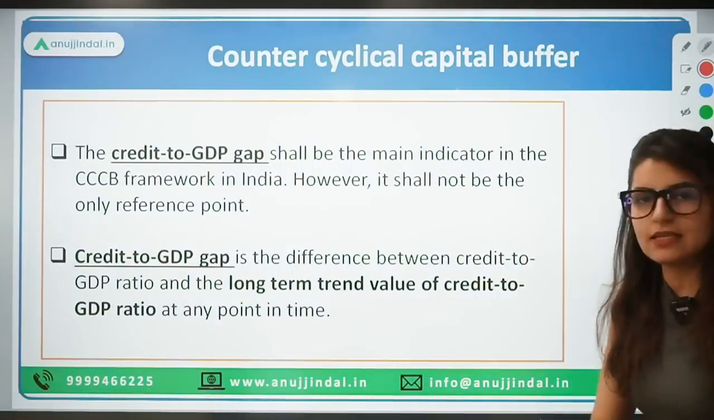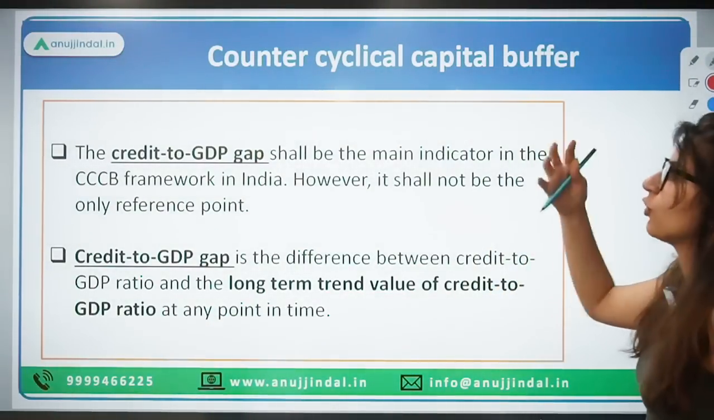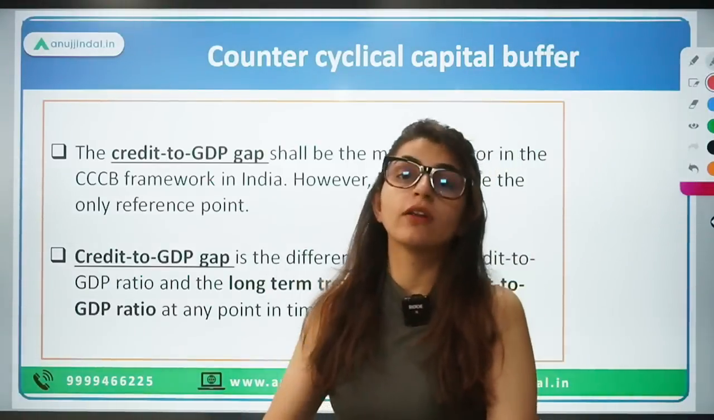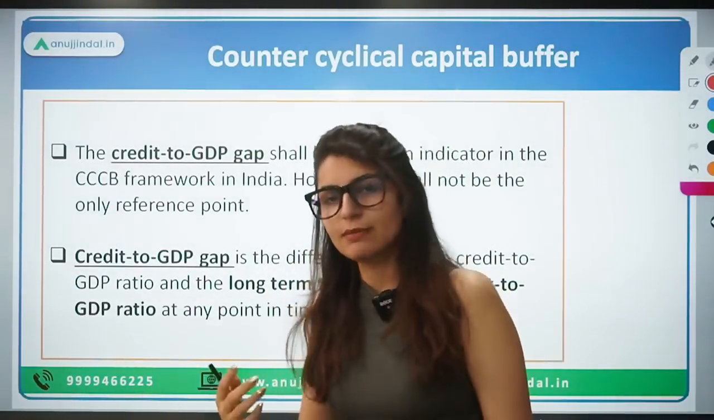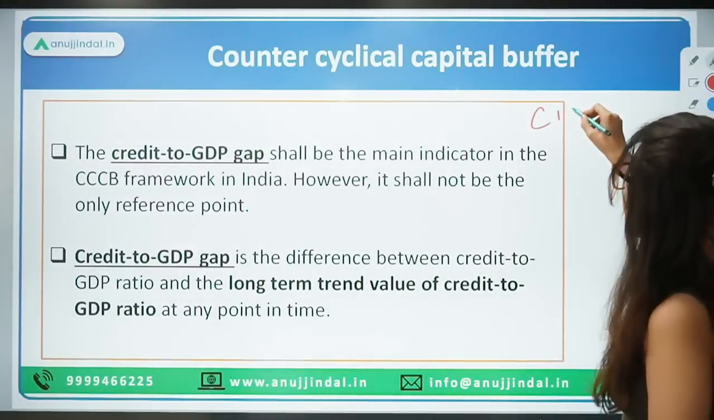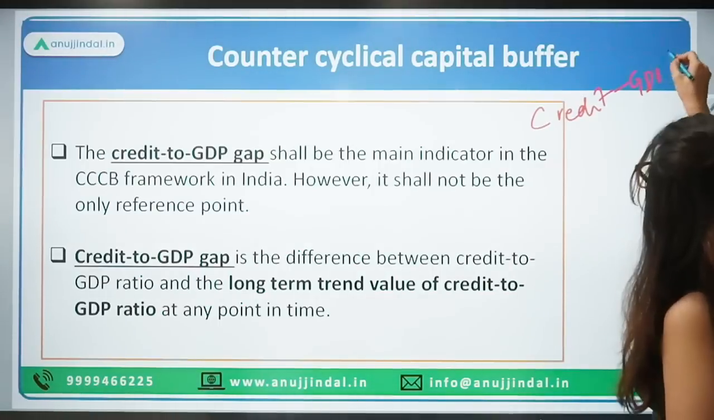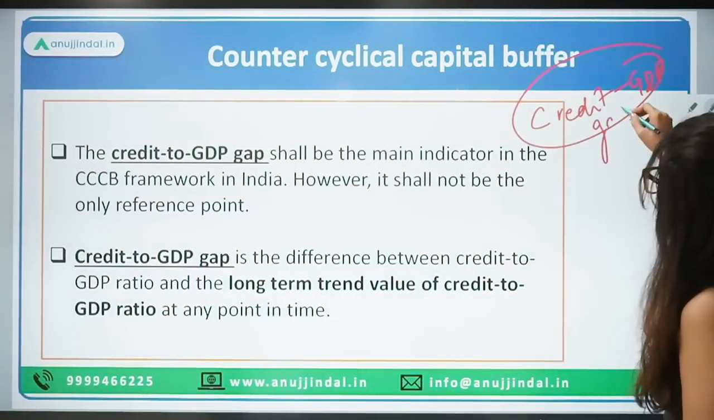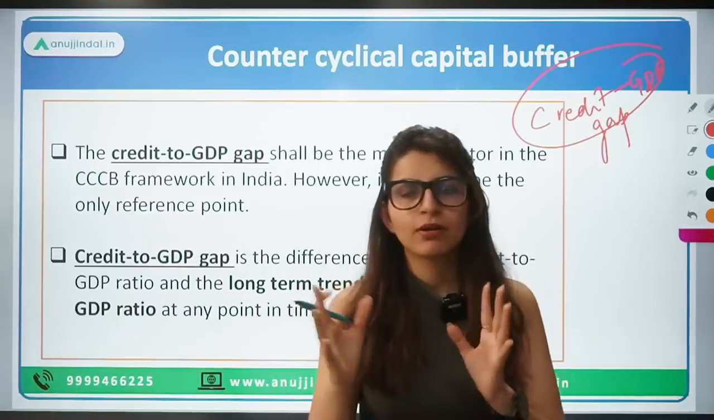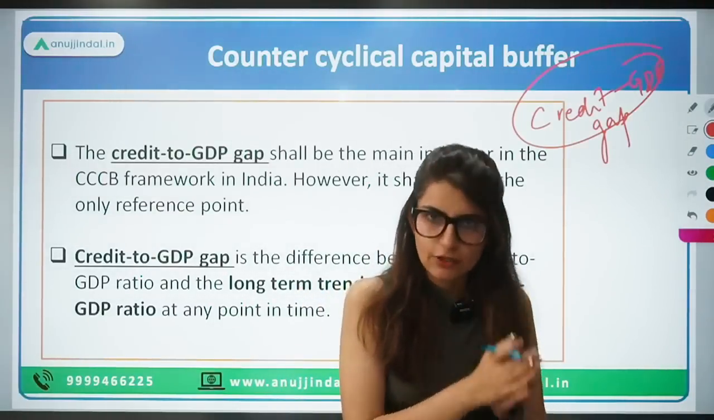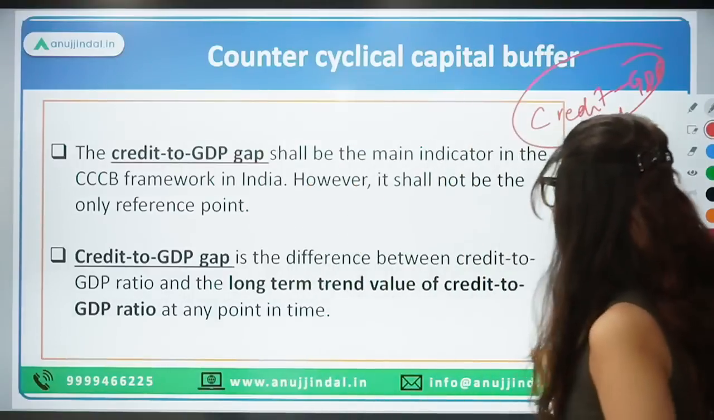Now, on what basis it is created? So, the basis on which the creation or the decision of this countercyclical capital buffer is maintained is on the basis of credit to GDP ratio. Credit to GDP ratio gap. Credit to GDP gap. अब ये होता क्या है? What is this credit to GDP gap? So a gap between the credit to GDP ratio and the trend of credit to GDP ratio. So a trend is analyzed.